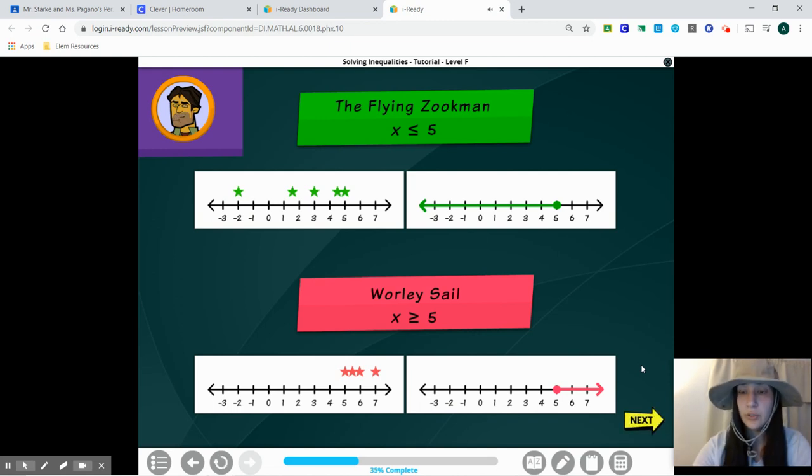And we have closed circles on both 5s because we know that it's a less than or equal to symbol and a greater than or equal to symbol. And when we have those symbols, we make sure it's a closed circle to represent that the 5 is included in the solution set.